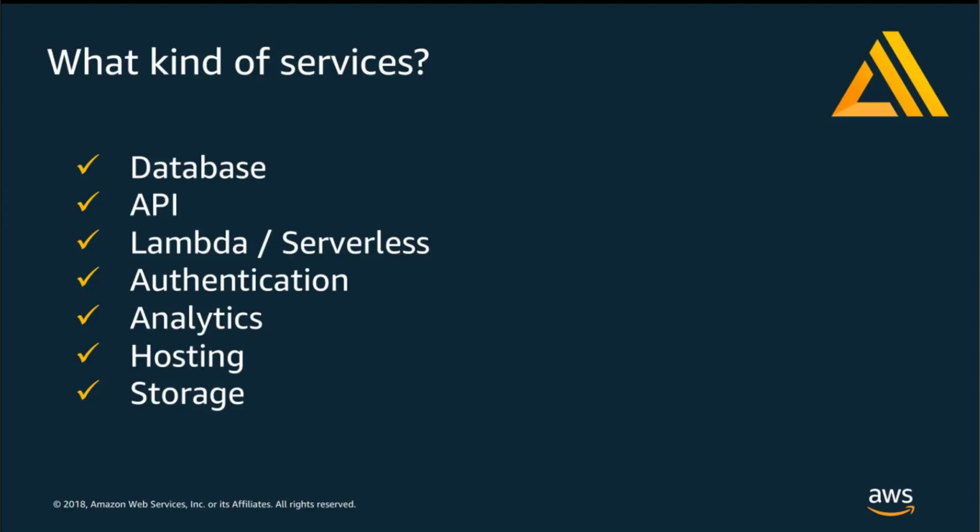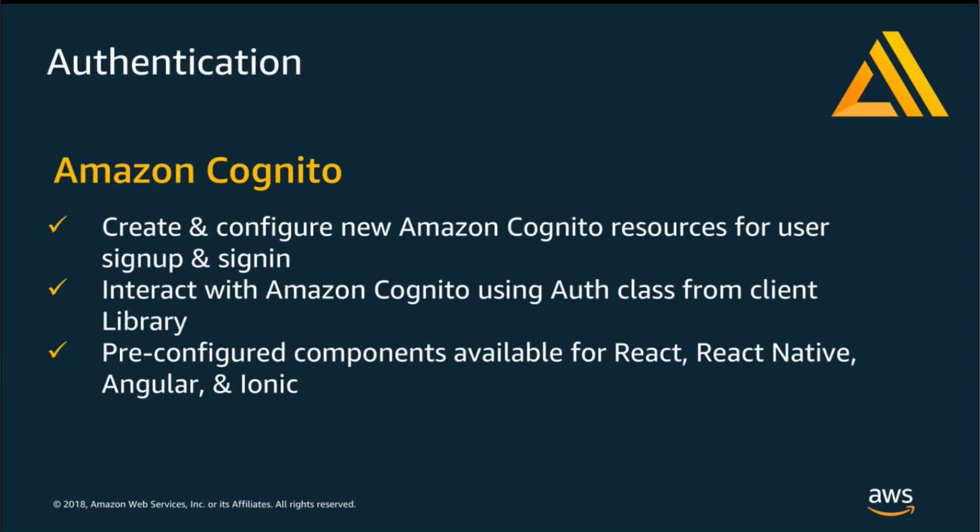There's also a way to set up Lambda and serverless functions. And this is a really nice way to get up and running with Lambda directly from your front-end environment without going into the AWS Console. You can add authentication really easily, and with authentication, you can then do authorization on different endpoints. You can set up analytics through Amazon Pinpoint. We offer hosting, so if you're developing a web application and you'd like to publish it live, you can do that directly from the command line. And also storage, and storage is going to be done through Amazon S3. So we'll go into each of these services a little bit more in depth.